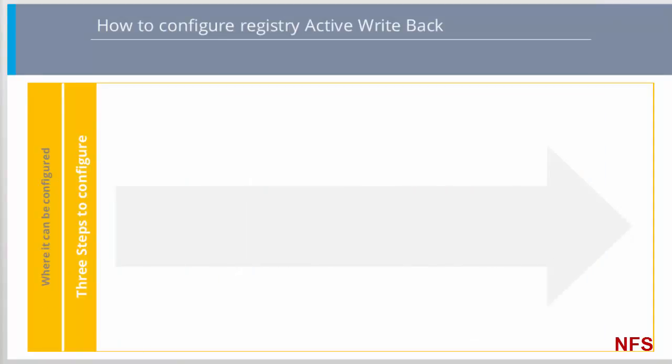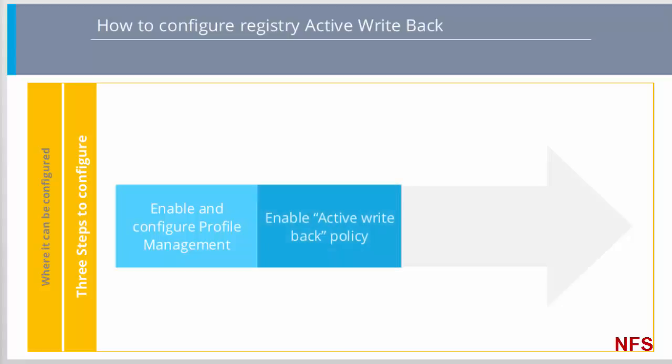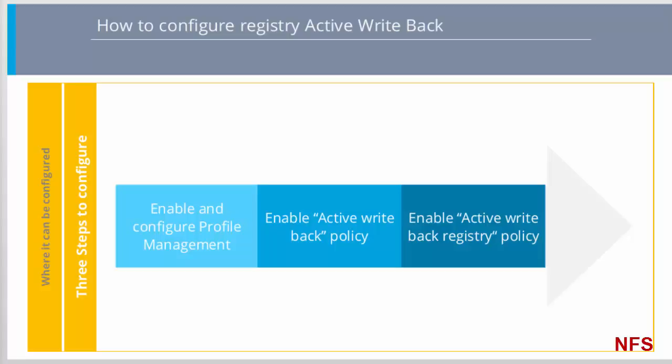Here we've shown the configuration requirements in Studio. First, ensure that you've already enabled and configured profile management. Next, enable the Active Writeback policy. Finally, enable the Active Writeback Registry policy. Registry Active Writeback is now configured. The takeaway here is that both policies need to be enabled for Registry Active Writeback to work, and that neither policy is enabled by default.